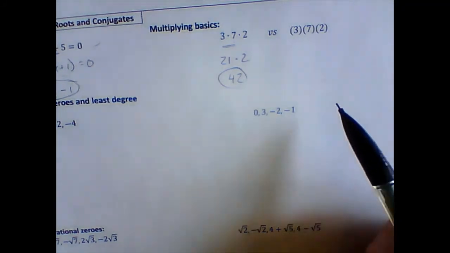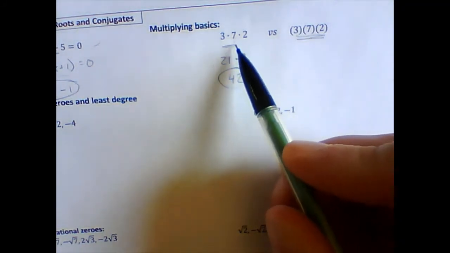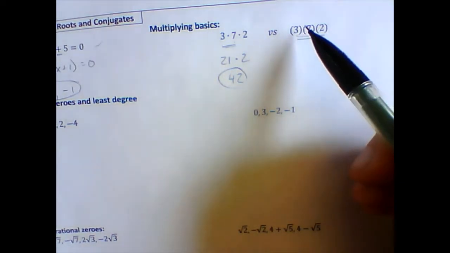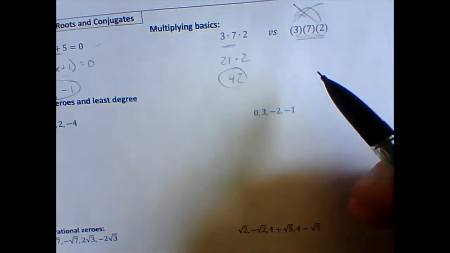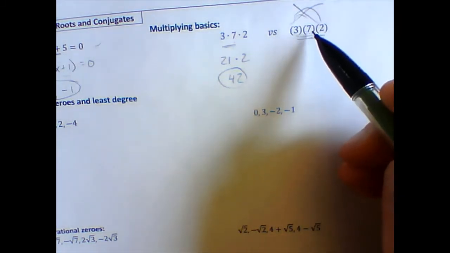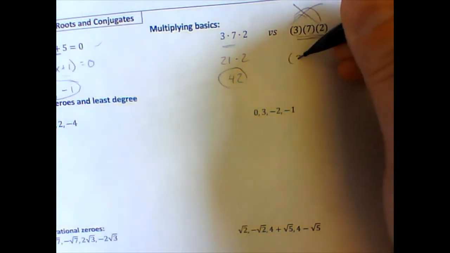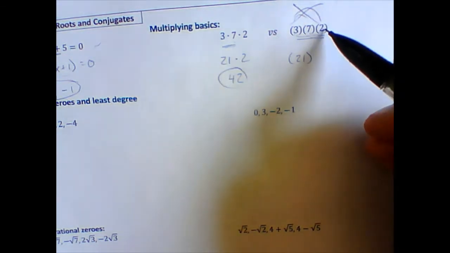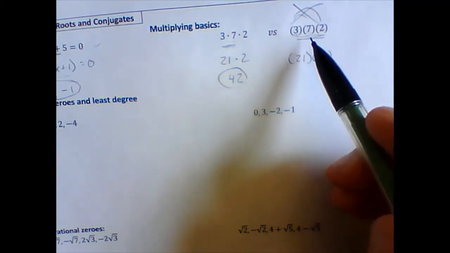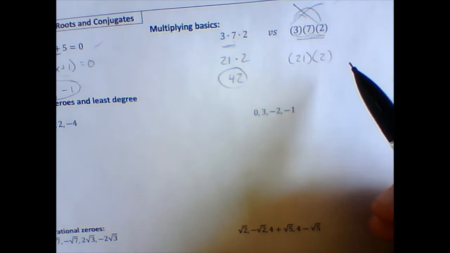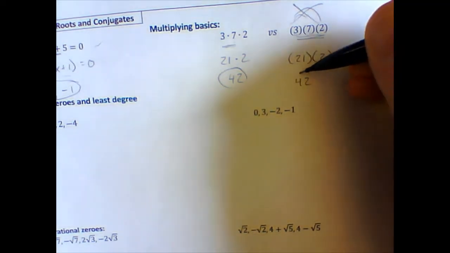Now, how is this problem on the right different? It's not. It's still 3 times 7 times 2. So the idea that 3 would distribute, it doesn't. It only hits the next parenthesis. So 3 will hit 7 again, and we will still get 21. And just to keep it looking the same, we'll go ahead and put it in parentheses. And then once those parentheses are combined into a new parenthesis, now you can hit the next guy. You can hit the 2. So again, we get the 42.